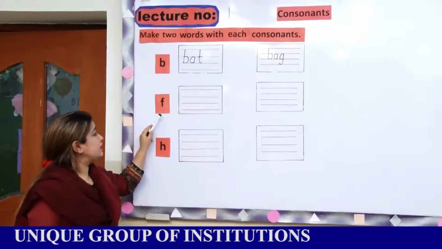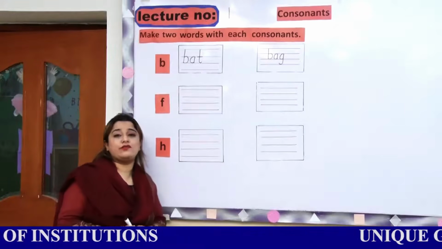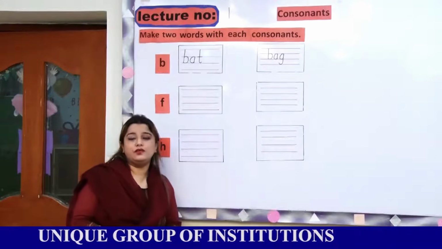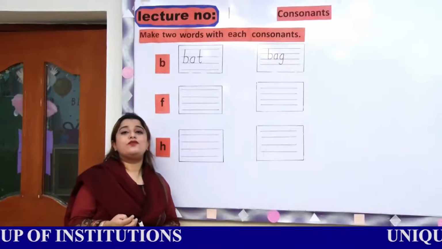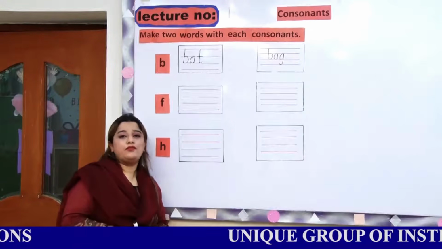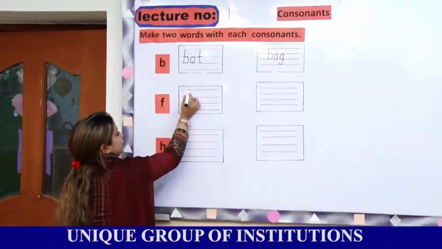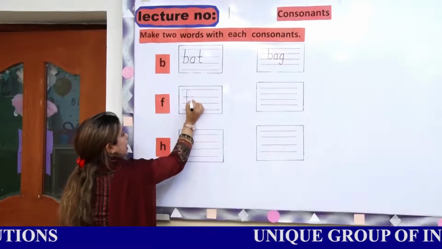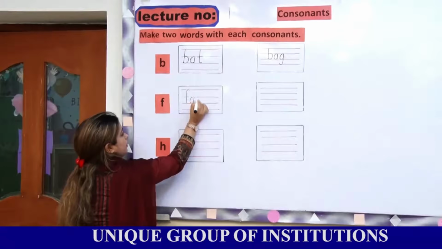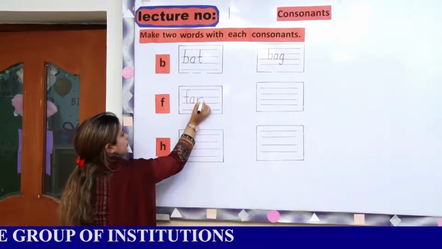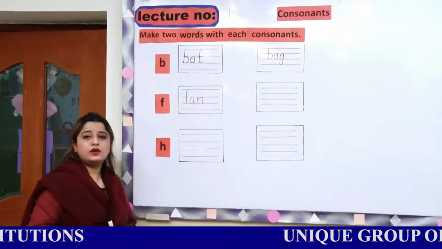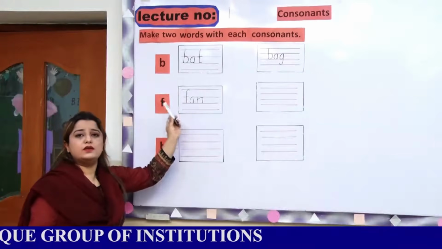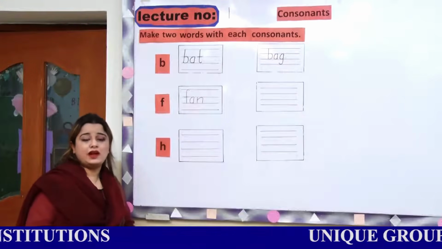What is the second consonant? F. And what is the sound of F? F. You will make two new words with F, like fan, fat. I am going to write fan over here. You can also write some other word. F, A, N, fan. F, A, N, fan.